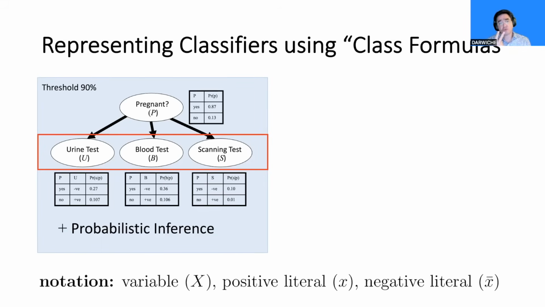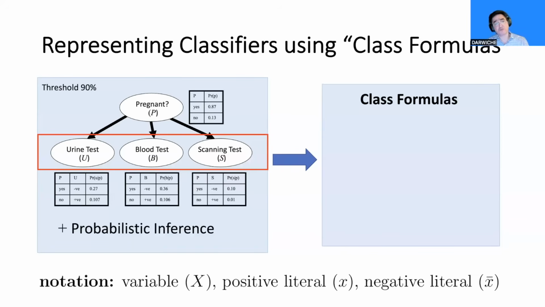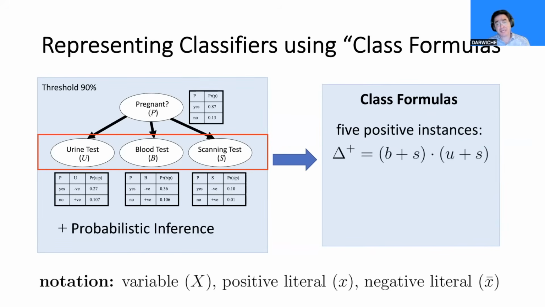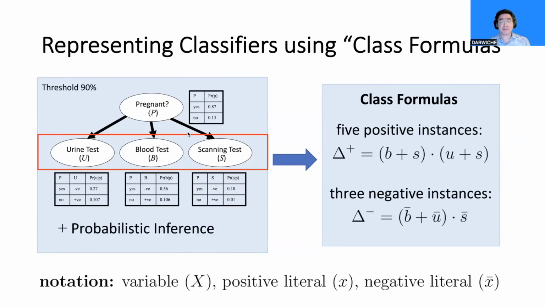So I will need two class formulas, one formula for each class. And the purpose of each formula is to characterize the instances in each class. So this formula here characterizes the positive instances. Out of the 8 instances or truth assignments for these three variables, 5 of them satisfy this formula, and these happen to be the positive instances according to this classifier. And this is the class formula for the negative instances, which in this case is just the complement of that.